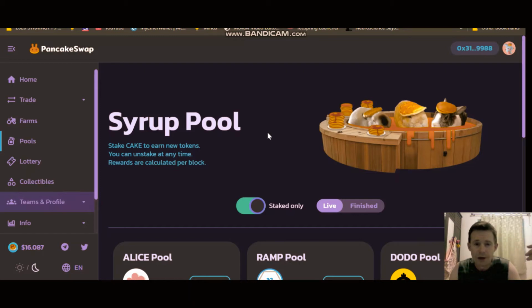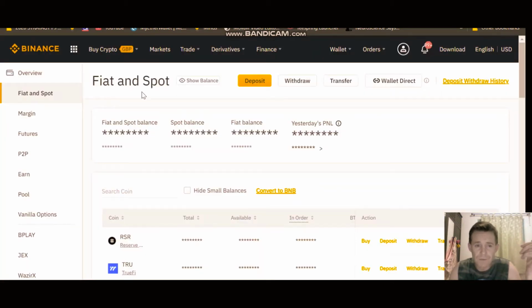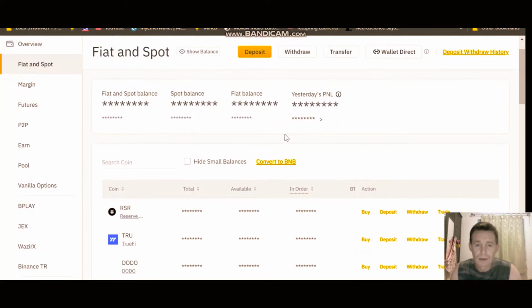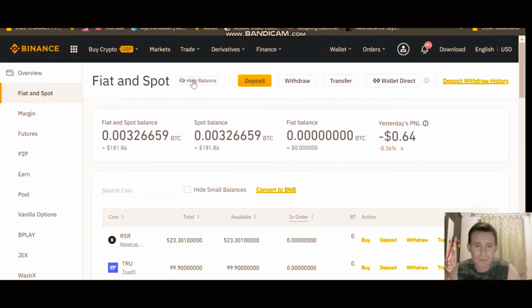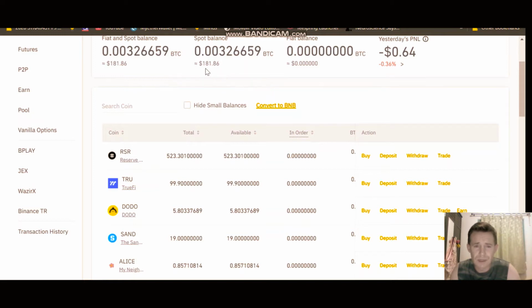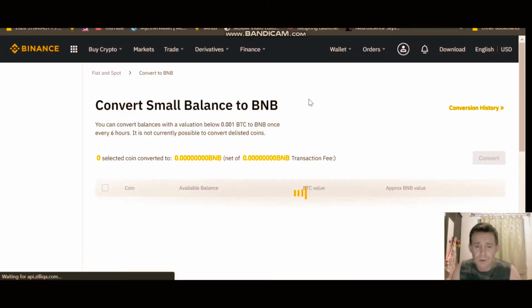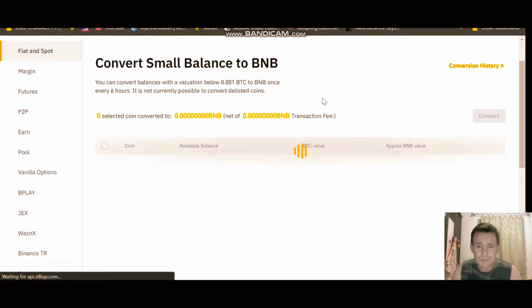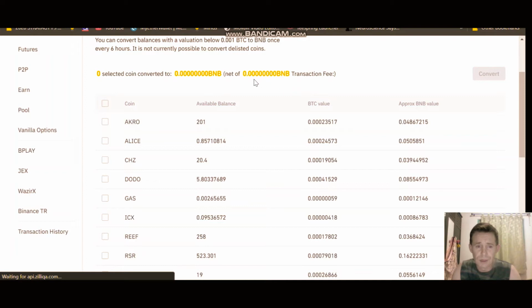Now I can show you what I normally do in the morning. I go into my Fiat and Spot on my Binance wallet, and I scroll down here to hide my balance. It's irrelevant because this is only play money. My hodler money's on my Ledger, which is safe. So what I do in the morning is I go on to convert to BNB, which is Binance's coin, which is worth a rather small fortune at the minute for one Binance.